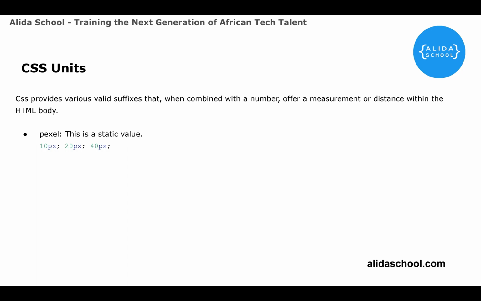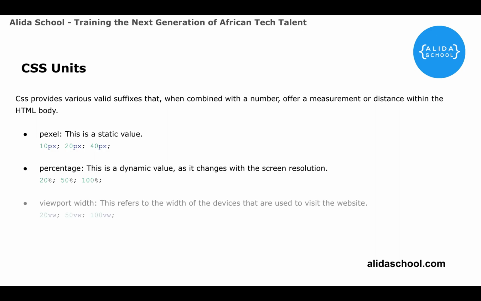40 pixels. You have a percentage, which is a dynamic value as it changes with respect to the screen resolution. So you can have 20%, 50%, or 100% of the viewport size. And when I'm saying viewport, I'm literally meaning the screen orientation of the device accessing your website.